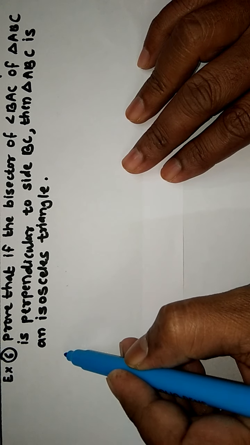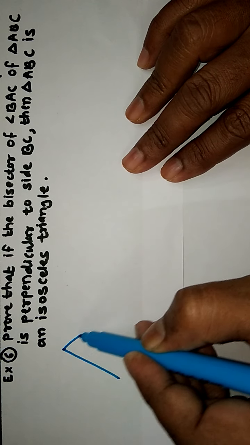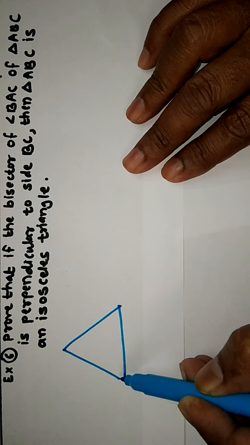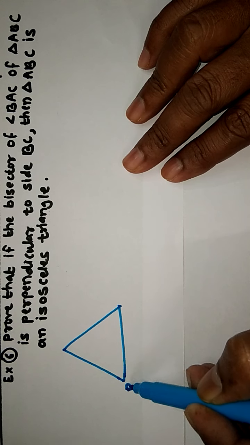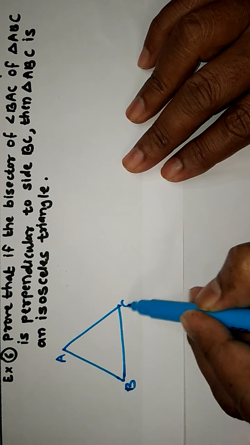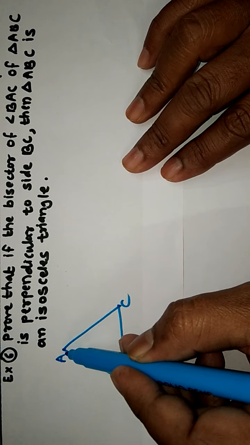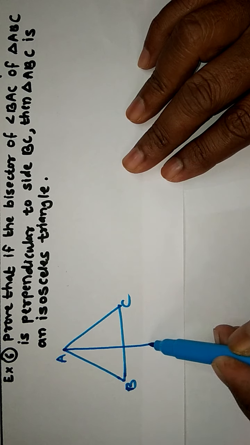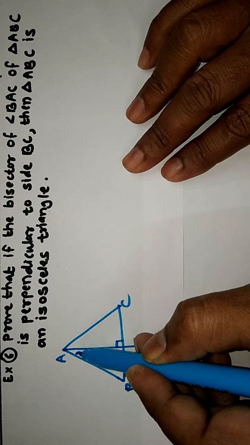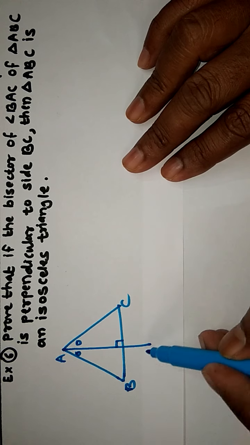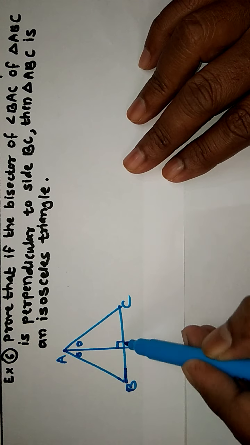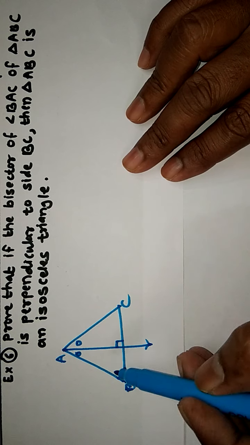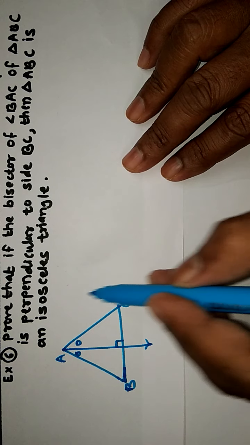First we draw the figure. This triangle ABC is given. The bisector of angle BAC is given. The angle bisector is perpendicular to side BC. Then prove that this is an isosceles triangle.